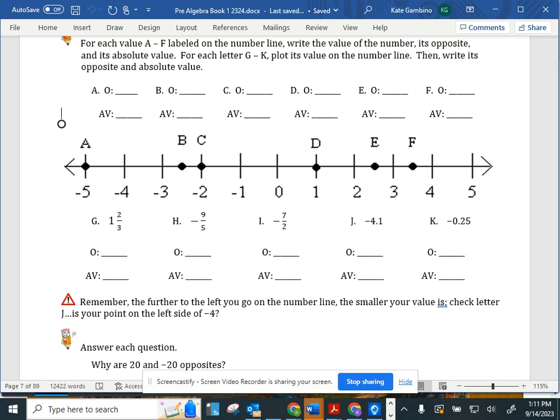So, if we look at A, what is, oh, it doesn't give us a line for it. So up here, we should actually have another line because we have to write what the actual value is. It says write the number, the value of the number, then we're going to put its opposite and then its absolute value. So for A, what is the value of A?